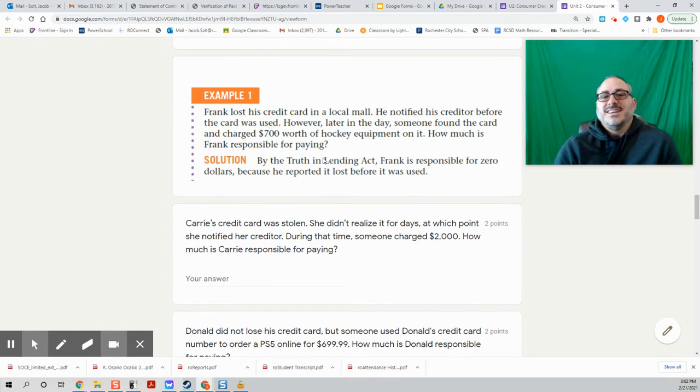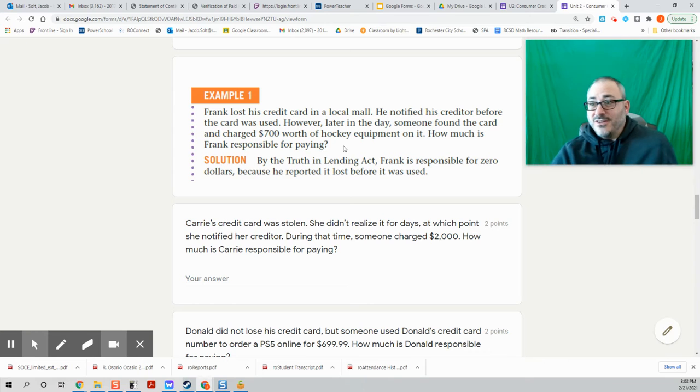All right, example 1. Do you remember how this works? Frank lost his credit card in a local mall. He notified his creditor before the card was used. However, later in the day, someone found the card, and they went ahead and charged $700 worth of hockey equipment on Frank's credit card. How much is Frank responsible for paying?